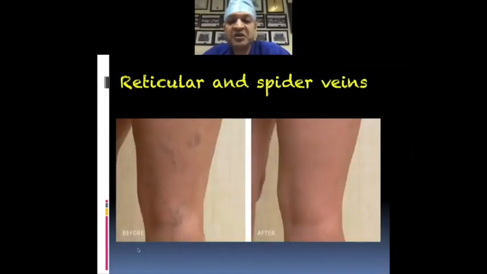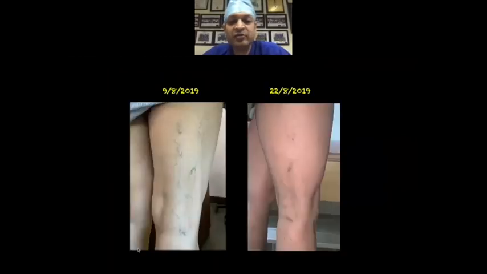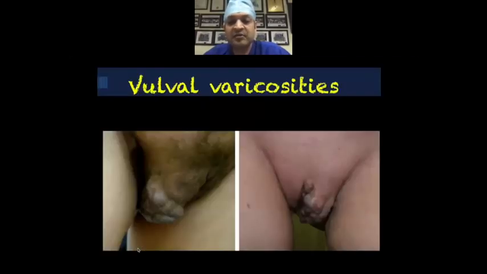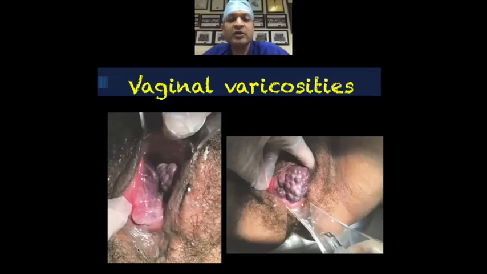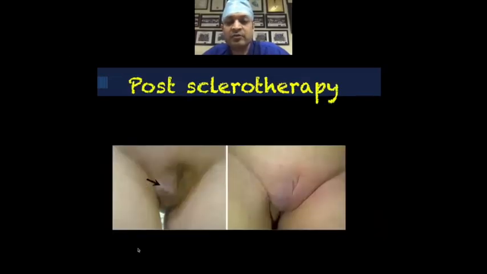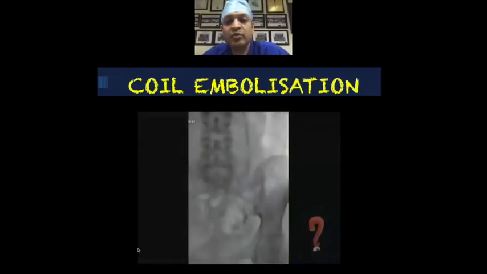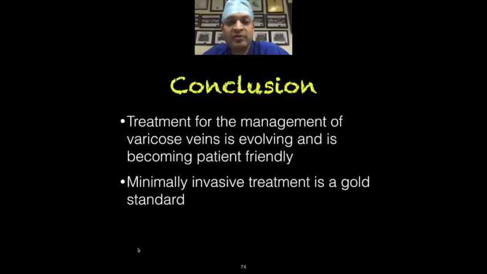You can use it for spider veins, reticular and spider veins. It's a whole topic. You can keep on going. Here we have done the SPJ laser with a 1470 along with the Clark's on the foot, and 3 to 6 months later you get very good results. Last two slides are vulval varicosities. Vaginal varicosities you can do a foam in them, or you can remove them, or if there is ovarian reflux, you can do the embolization at the top and do the ovarian vein embolization.